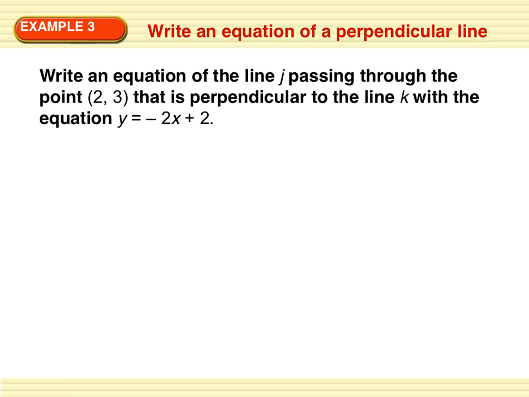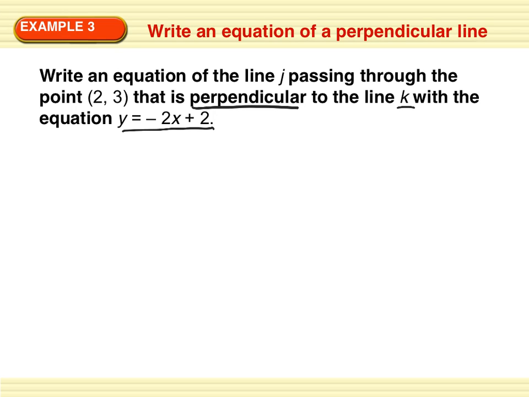Write an equation of the line J, which passes through the point (2, 3), that is perpendicular to the line K with the equation y equals -2x plus 3. So K has this equation. But we're looking for the line that is perpendicular to this one. So it would have the opposite reciprocal?